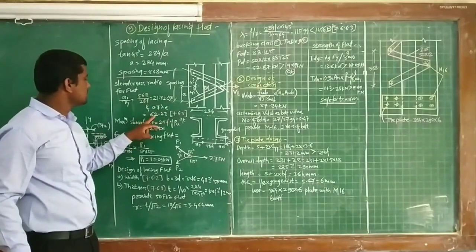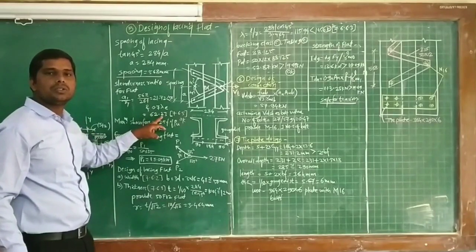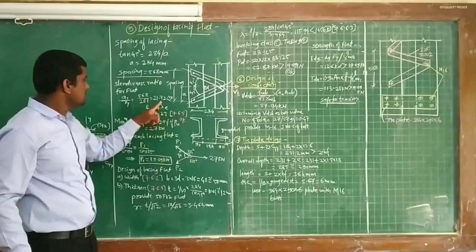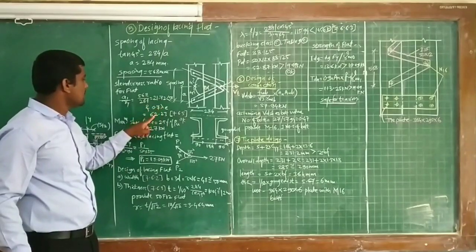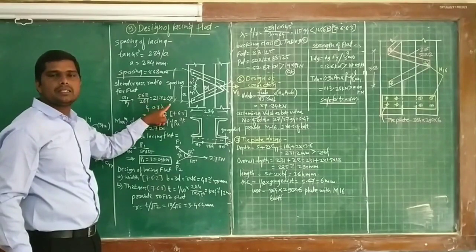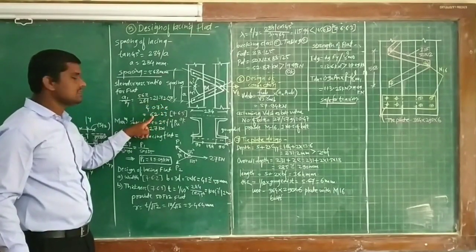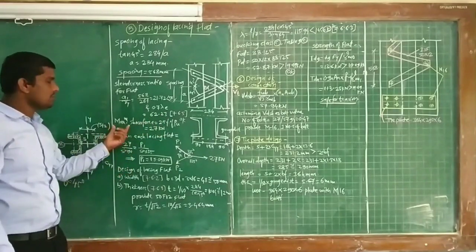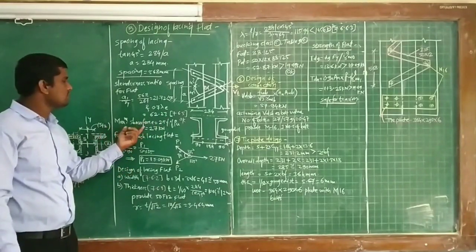So the answer will be 62.23 according to the criteria of 7.6.5. Hence okay, meaning 21.72 and 21.72, which is less than 50, and the second criterion is 62.23. Then we are going to find out the maximum shear force.